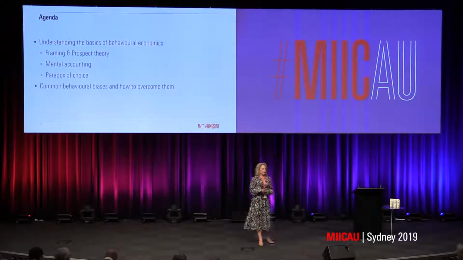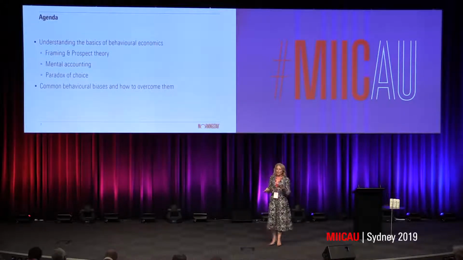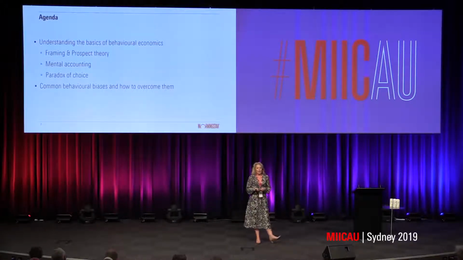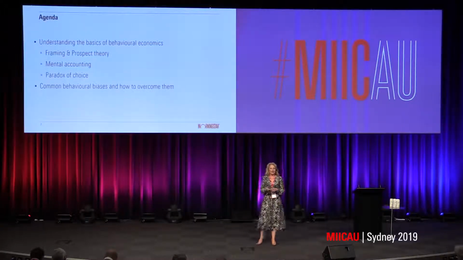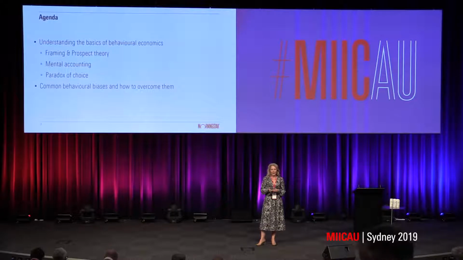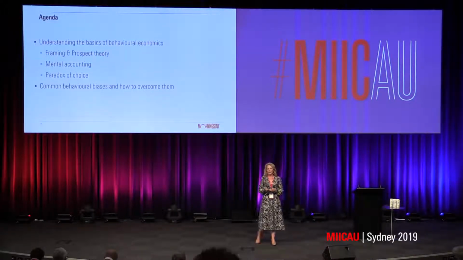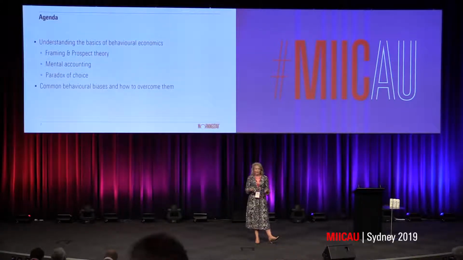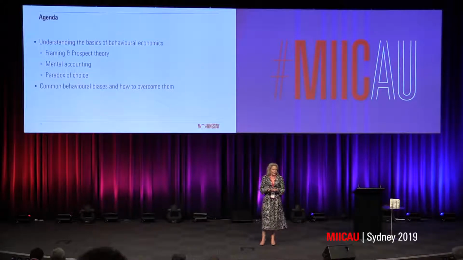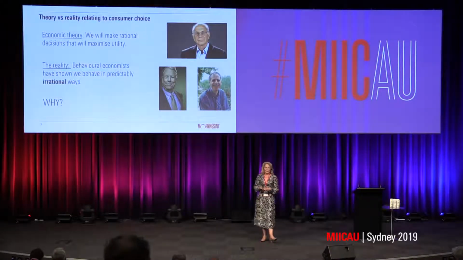So we're going to talk about framing and prospect theory, we're going to talk about mental accounting, and then we're going to talk a little bit about the paradox of choice, and then we're going to talk about some key behavioural biases. Now, we've only got time to talk through a few of those. There's well over 100 behavioural biases, but I've picked out a few that I think really resonate from an investor's perspective. So let's get right into it.